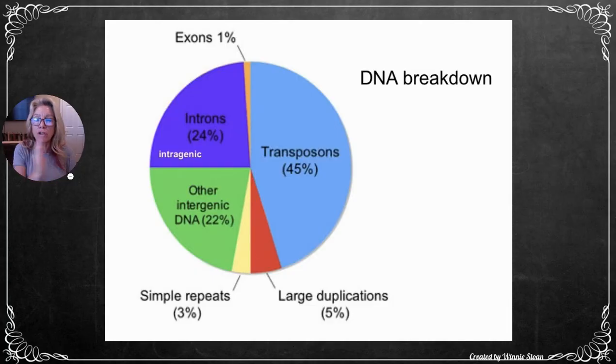You can have large duplications. You can have simple repeats. All of this over here to the right would all be considered intergenic. Intragenic is this 24% right here, these introns, and these can be considered regulatory. These out here could be failed attempts at evolution. This could be our DNA migrating around. Eukaryotes are not really good at keeping a clean house as far as our genome is concerned, whereas bacterial cells are better about that.